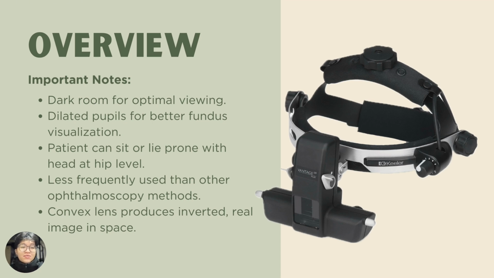In using this instrument, the room should be dark for optimal viewing, and the patient's eyes are dilated for better viewing of the fundus. The patient can either be seated or lie prone with their head at hip level. It is less frequently used compared to other methods, like the direct ophthalmoscope. An inverted real image is produced in space by a convex lens.